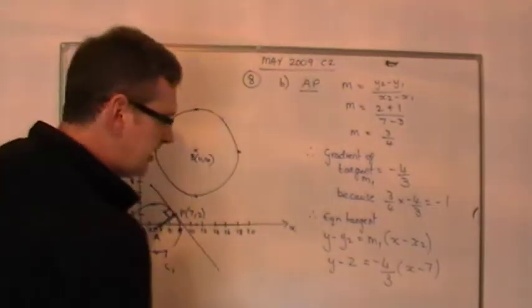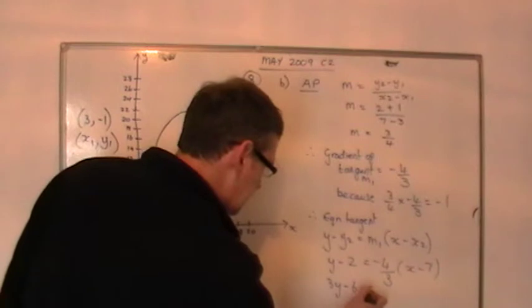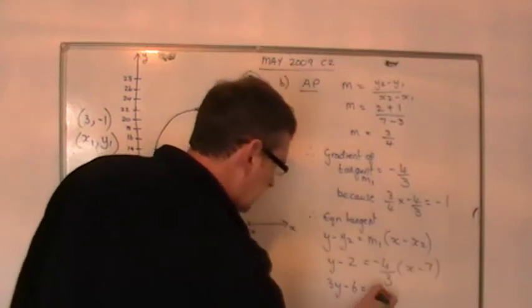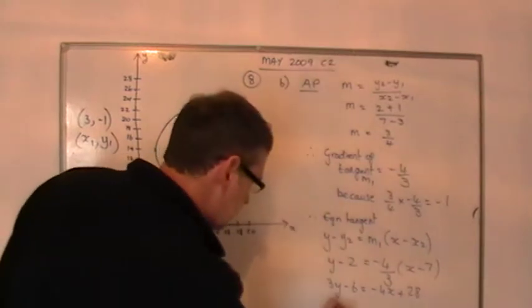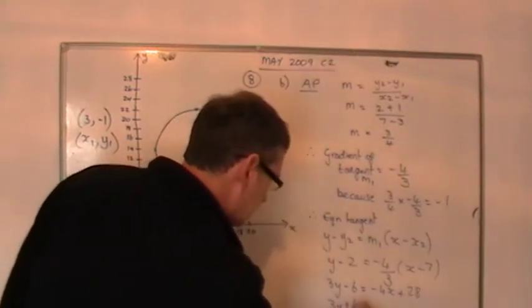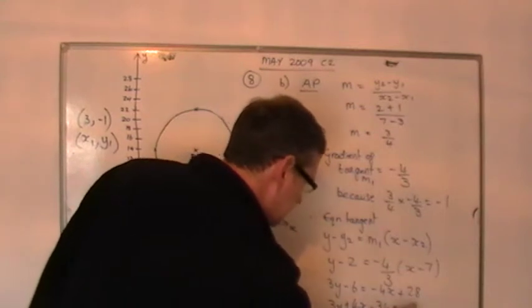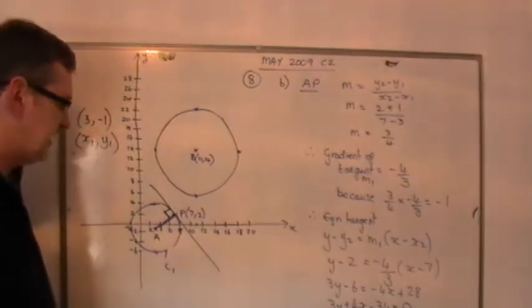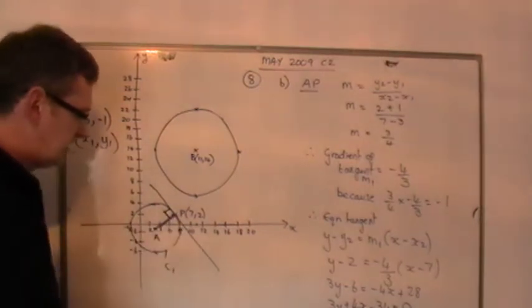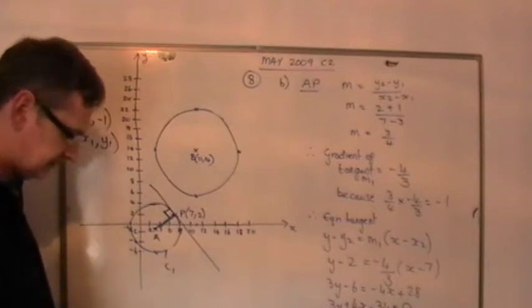There you go. Get rid of the 3, so treble everything. 3y minus 6 equals, and then expand out the bracket as well, minus 4x plus 28. So you get 3y plus 4x, take that over, you're going to get minus 34 is equal to 0. And there you go, that's the equation of the tangent at point P. Okay, and that was worth 4 more marks.